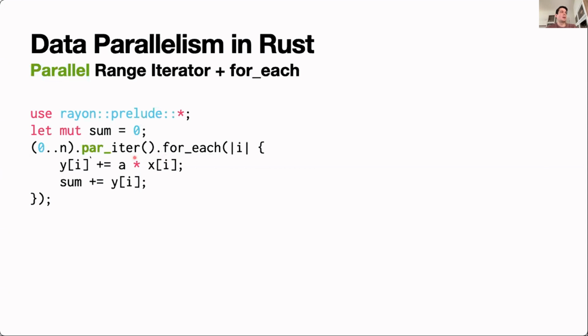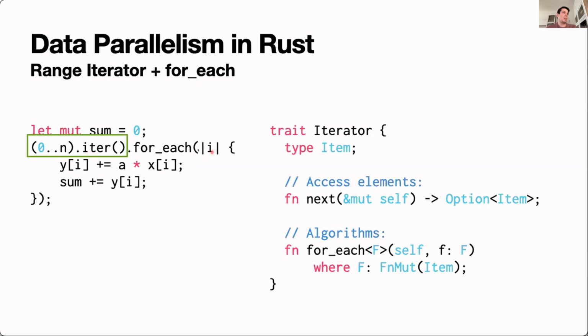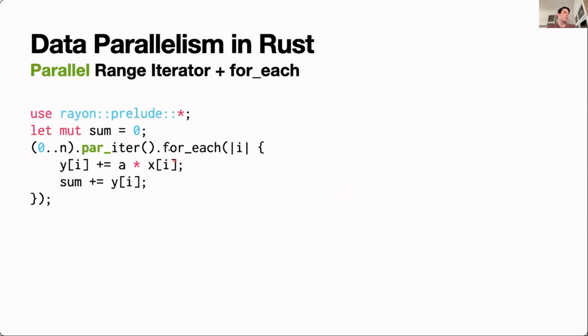So before, we were running this loop essentially sequentially, and just by including Rayon and switching iter to par_iter, we start running it in parallel. And that's the main advantage of Rayon. It's really easy to use.